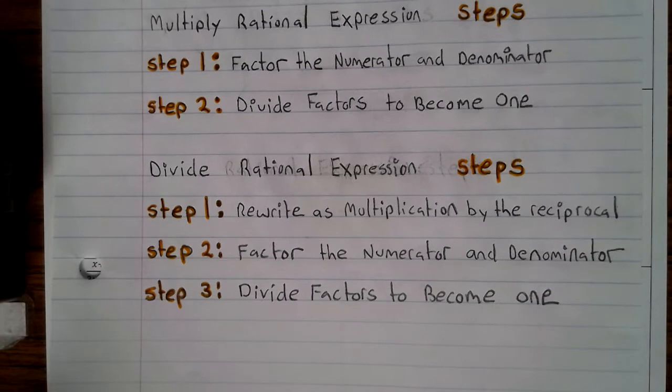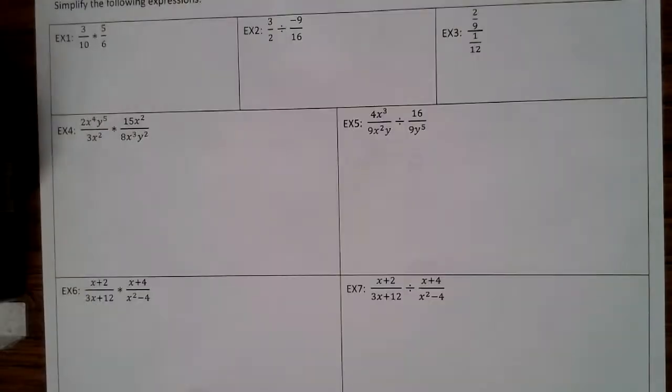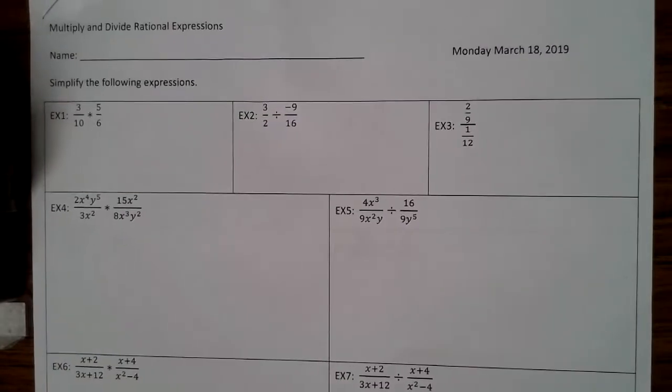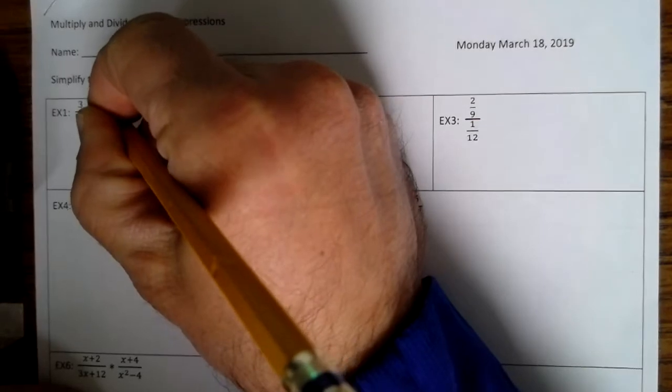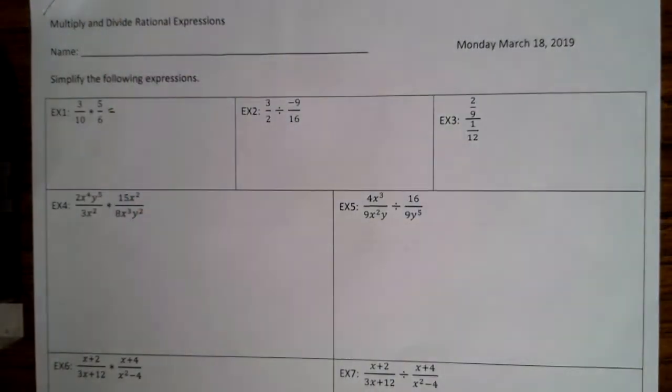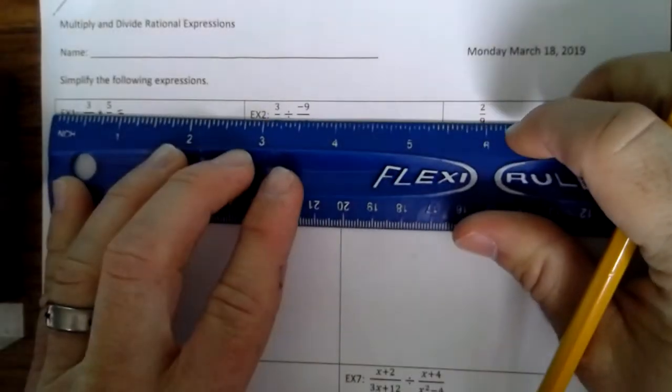All right, go ahead and finish up your notes. All right, now your notes are updated. Let's take a look at the examples. All right, example number 1. Now, step 1, factor the numerator and denominator, okay? So the numerators, there's nothing to factor.